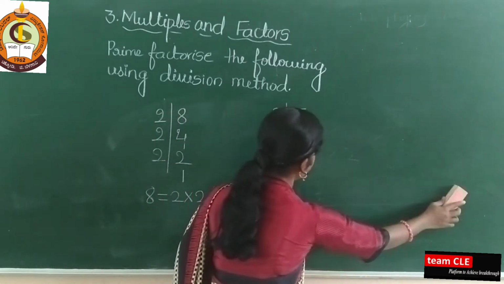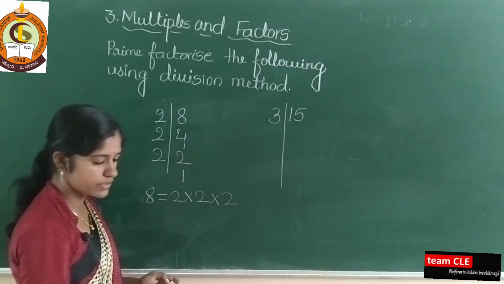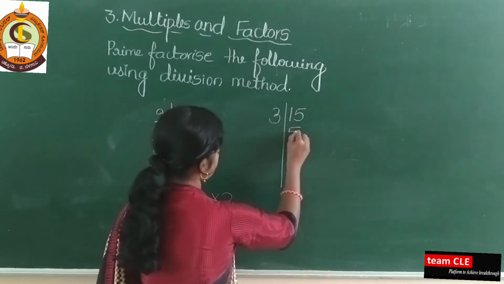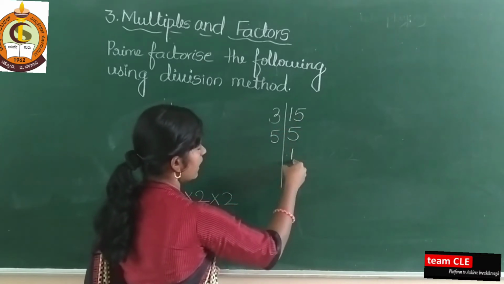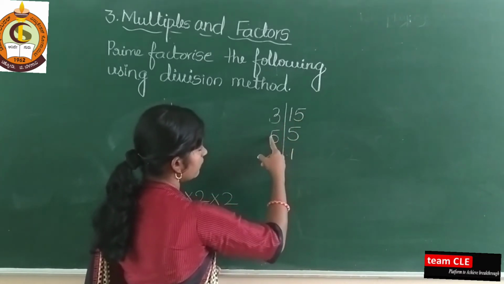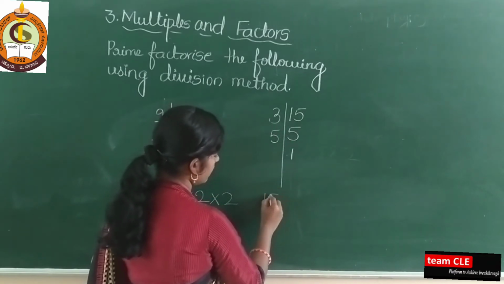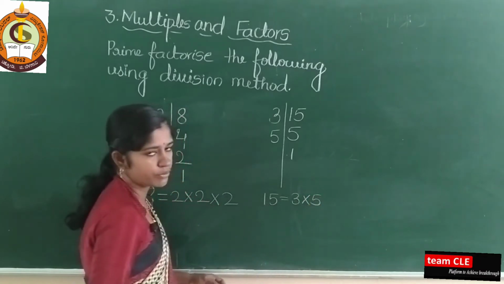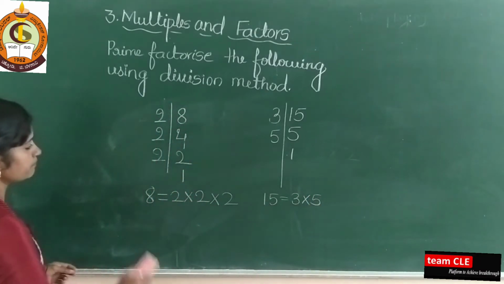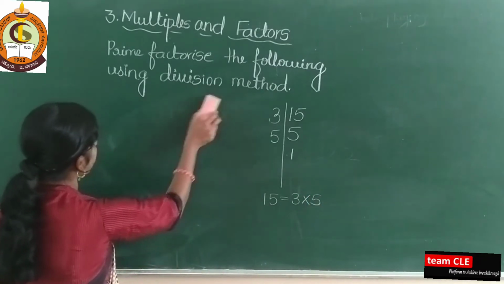Next, then tell me here, in 3 ones table, 15 is there. How much are 3 fives? 3 fives are 15. Again you take here 5 ones are 5. So 15 is equal to 3 into 5. So this type you need to solve the examples. Let us take few more examples.